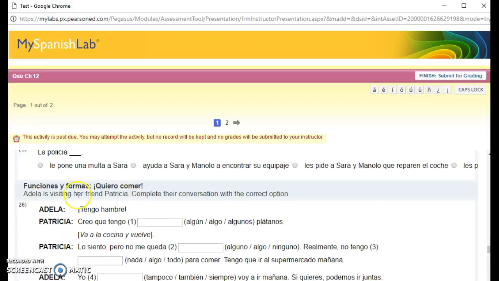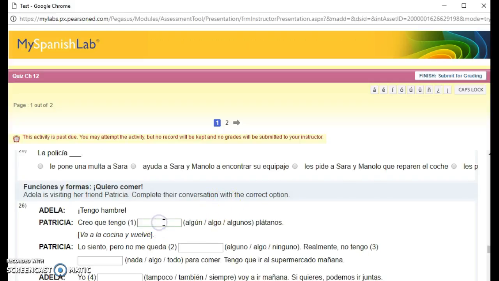So, quiero comer. Adele is visiting her friend Patricia. Complete their conversation with the correct option. Tengo hambre. Creo que tengo algunos plátanos. I have some bananas. It's got to be algunos because plátanos is plural. It's the only one of these three options that's plural.